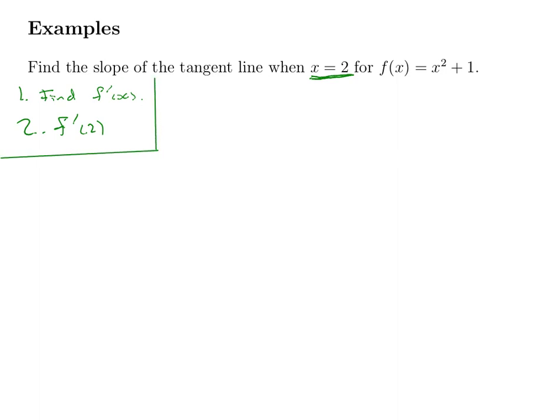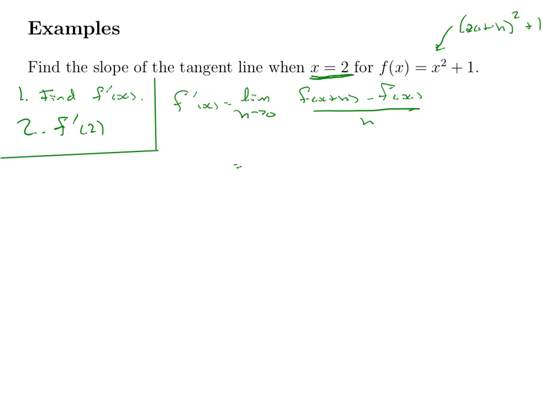So let's first find f prime of x. We'll say f prime of x is the limit as h goes to 0 of f of x plus h minus f of x all over h. We'll plug in our x plus h here. That's going to give us x plus h squared plus 1. Ooh, that's a brutal x. Let me fix that.